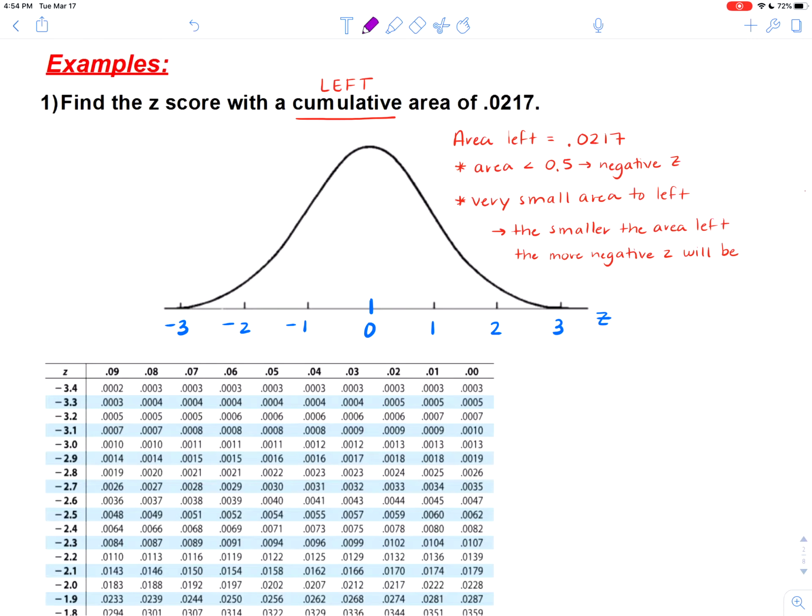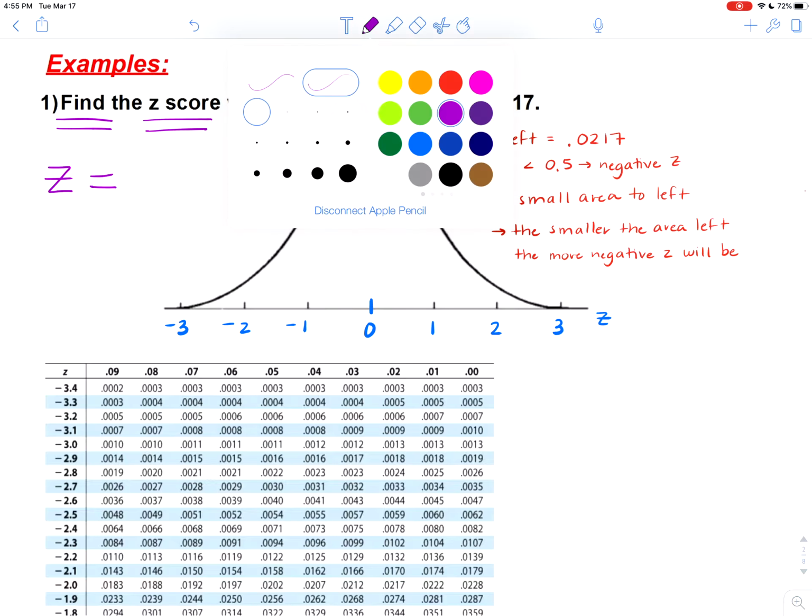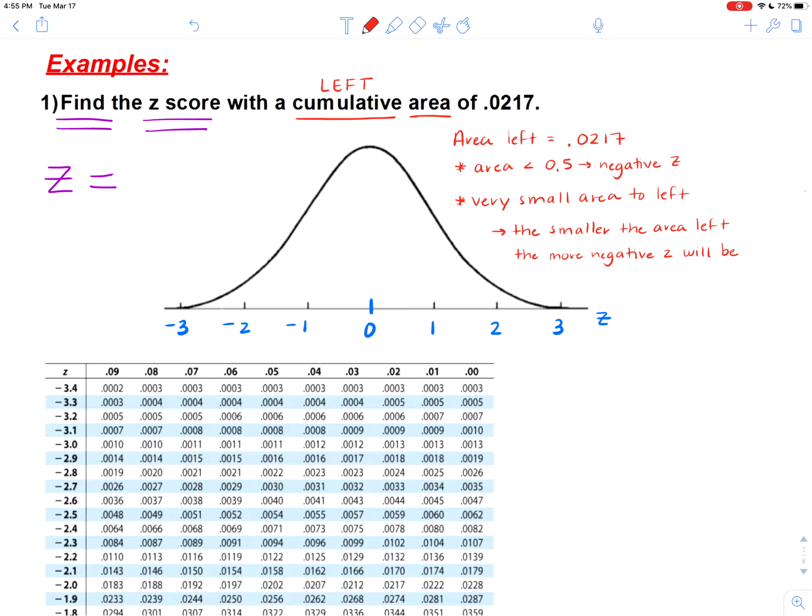In the first example, the first thing I want to note is that it's asking me to find a z-score. Not find the probability, not find the area, but find a value of z. So when I state my answer, I should be stating a value of z. The other thing is I want to be very clear about what information I'm given. In this case, what I'm given is an area under the standard normal curve.